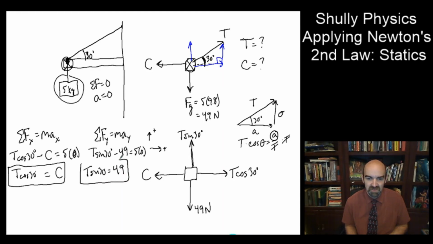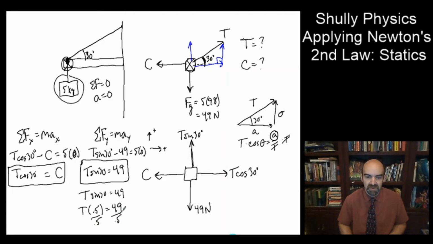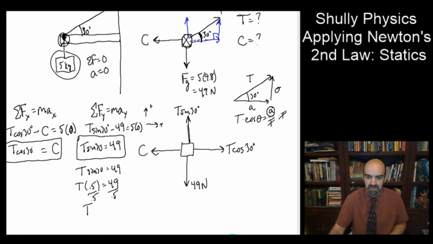So look, we have a system of equations. If there are 2 equations and 2 unknowns, you can take the one and plug into the other. But look, we can actually solve this one right now. T times sine 30. Sine of 30 is 1/2 or 0.5 in decimal form. And divide both sides by 1/2 is the same as multiplying by 2. Okay, so that would be T equals 49 divided by 1/2 is 98 newtons.